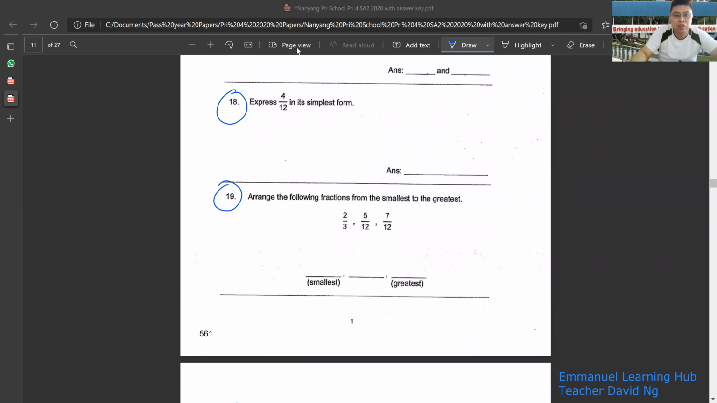Okay, express 4 over 12 in its simplest form. What must you do? Simplest form will be? 2 over 6. Okay, 2 over 6 is still not the simplest form. 1 over 3. Okay, simplest form is 1 over 3.